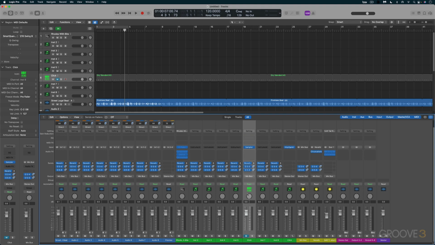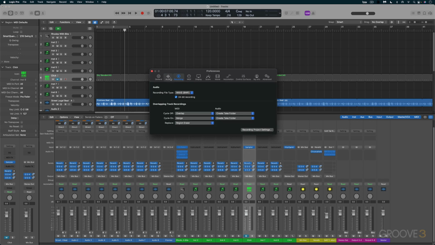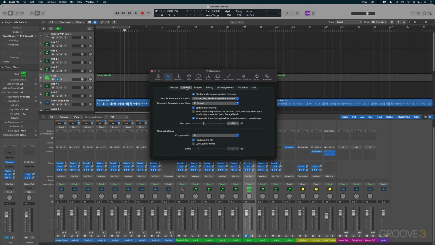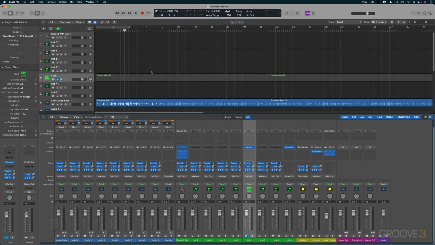Now I'm going to hit Command, Comma to open the preferences. And in Audio, on the General tab, I like having independent monitoring level for record-enabled channel strips enabled. And by the way, this middle one, I don't know anyone who actually uses it, so it's good to leave it off. It's got to do with old GarageBand style monitoring, but I find it just sort of messes up my own understanding of signal flow, so I leave it off. But with independent monitoring level for record-enabled channel strips enabled and software monitoring enabled, you can get the best of both worlds of software monitoring and hardware monitoring.